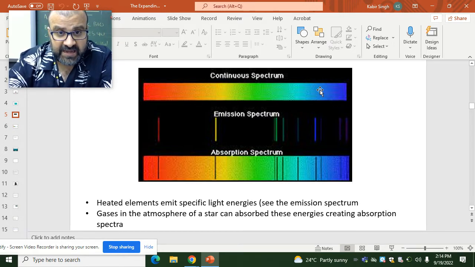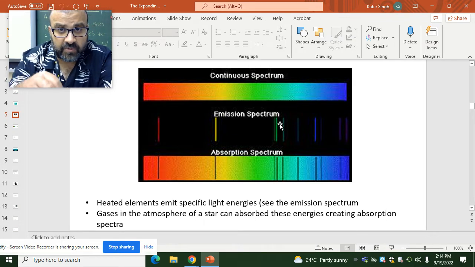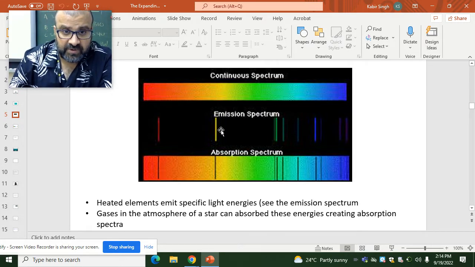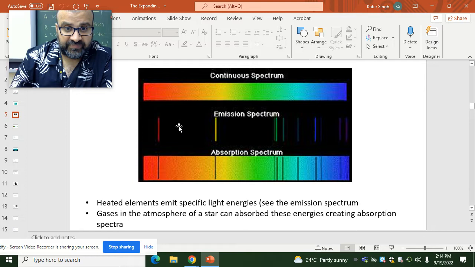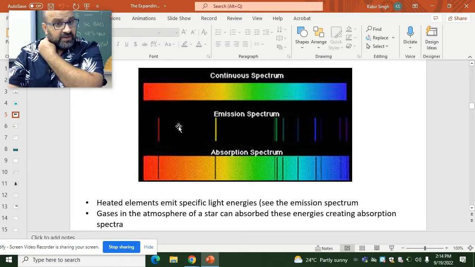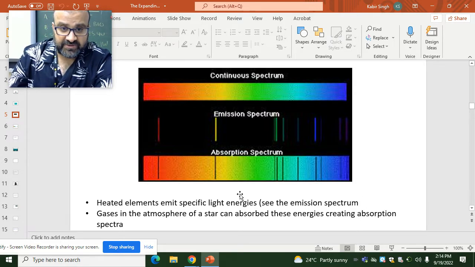When you heat an element, if I was to heat a pure element, because it has different orbits of electrons, it gives off specific bands of light. This is the emission spectra of an element. Okay? So heated elements emit specific light energies.